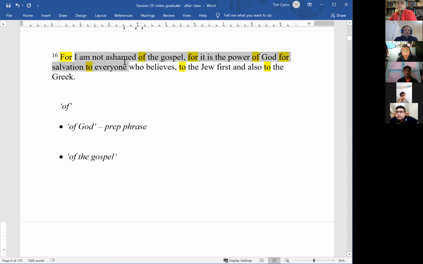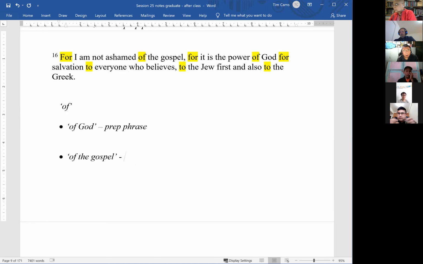You guys see that? I am not ashamed of the gospel. Now, what does this look like? It looks like a prepositional phrase. It does, right? Because it looks like I've got the preposition "of" plus the noun "gospel." All right, so it looks like a prepositional phrase. But here's the problem. Actually, in this case, "of" is part of the verb, because the gospel is the object.